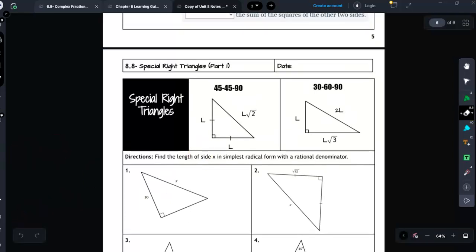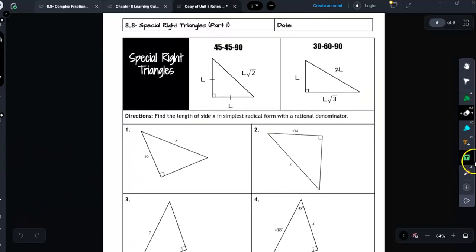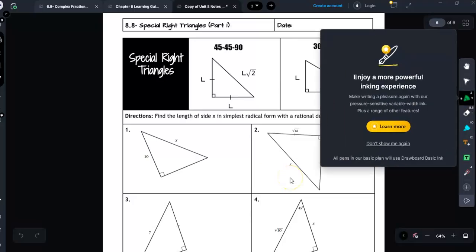Okay, today is special triangles. We're dealing with the 45, 45, 90. These base angles are 45s. That's a right angle. Then we have 30, 60 on the other ones and the right angle. So we always have these ratios and we can use them to solve these triangle problems down here.